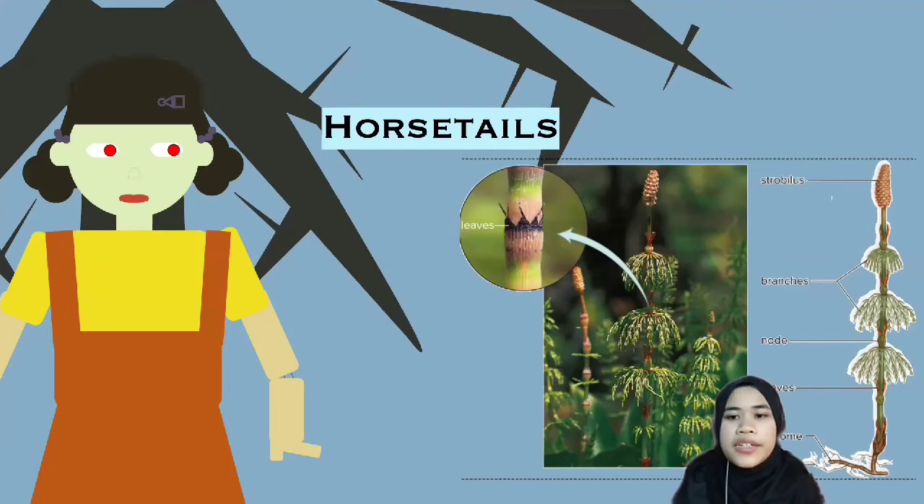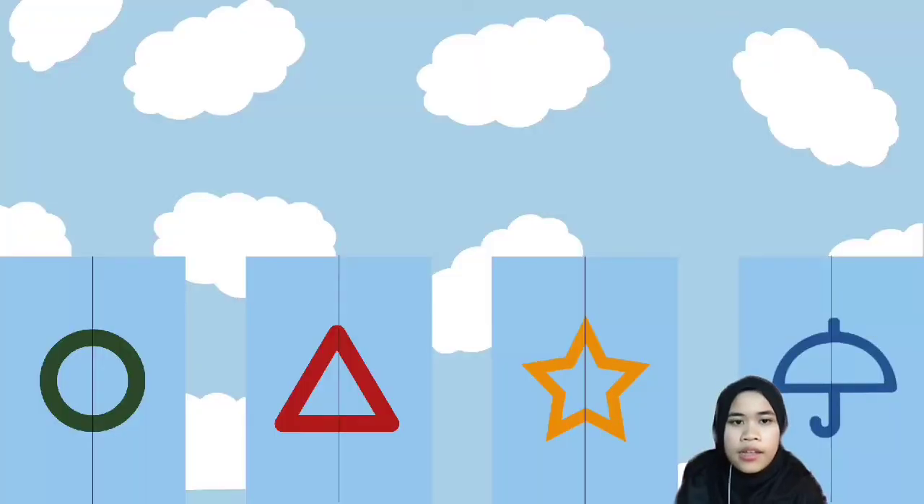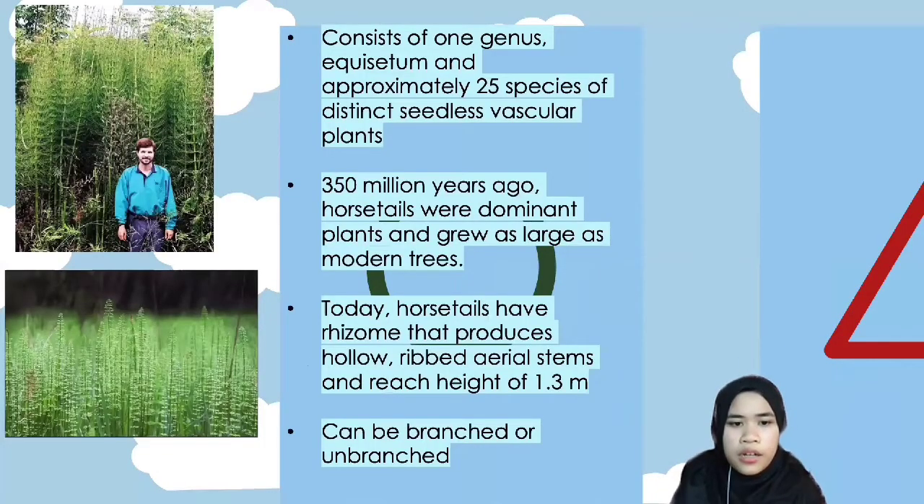Next, we are going to learn about horsetails. As you can see in the pictures behind me, these are horsetails. The horsetails consist of one genus, Equisetum, and approximately 15 species of distinct seedless vascular plants. Most horsetails inhabit wet, marshy environments around the globe. About 300 million years ago, horsetails were dominant plants and grew as large as modern trees. Today, horsetails have a rhizome that produces hollow, ribbed aerial stems and reach a height of only 1.3 meters.